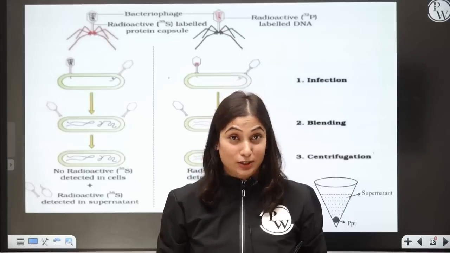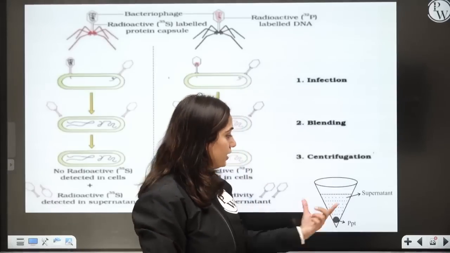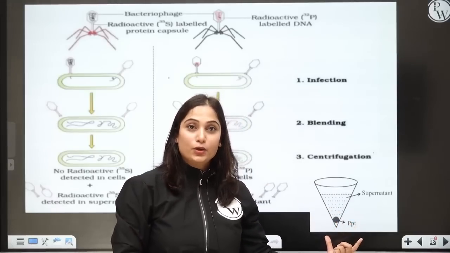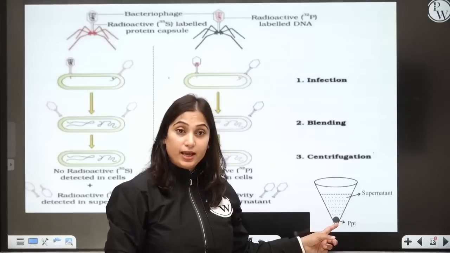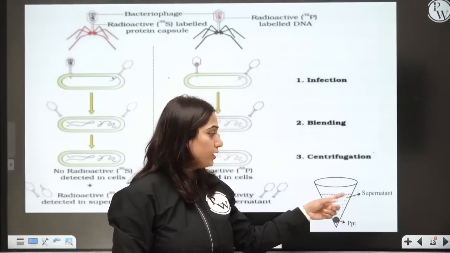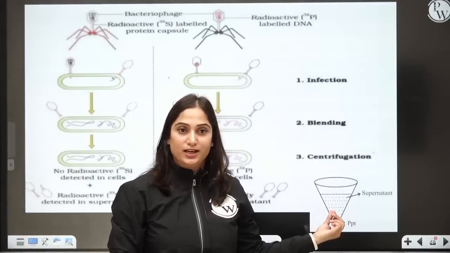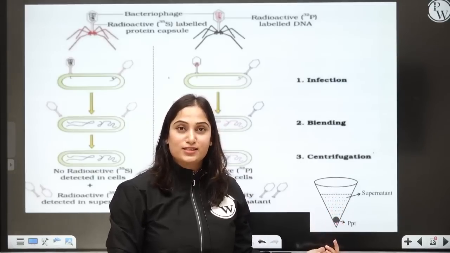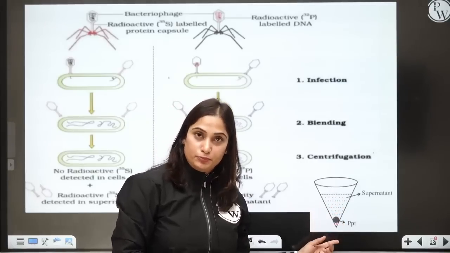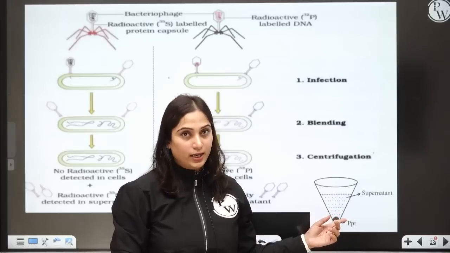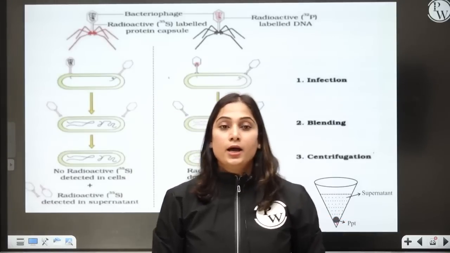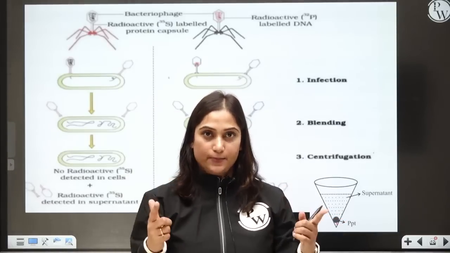What is the result of centrifugation? The result of centrifugation is this. You will get precipitate at the bottom and you will get supernatant, that is the liquid part above the precipitate. So this is the result of centrifugation, formation of precipitate, and you will have a supernatant. So these are the steps of the experiment.